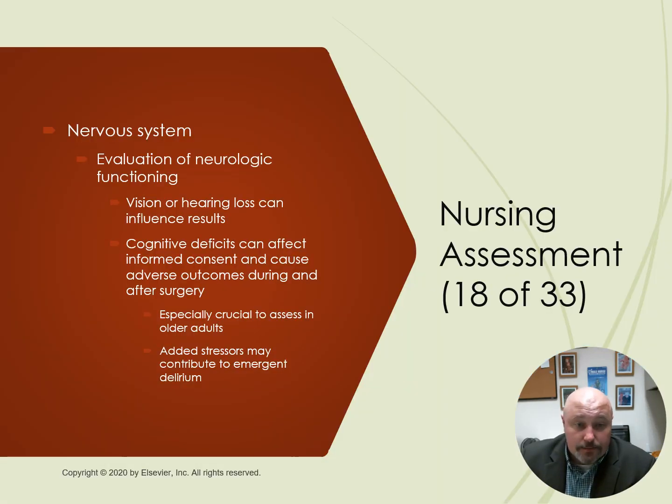For the nervous system, we should carefully monitor the neurologic functioning, including vision or hearing loss that could influence the results. Monitor for any cognitive deficits that could affect the informed consent and cause adverse outcomes during and after surgery. This could be especially crucial to assess in older adults, and added stressors may contribute to emergent delirium.